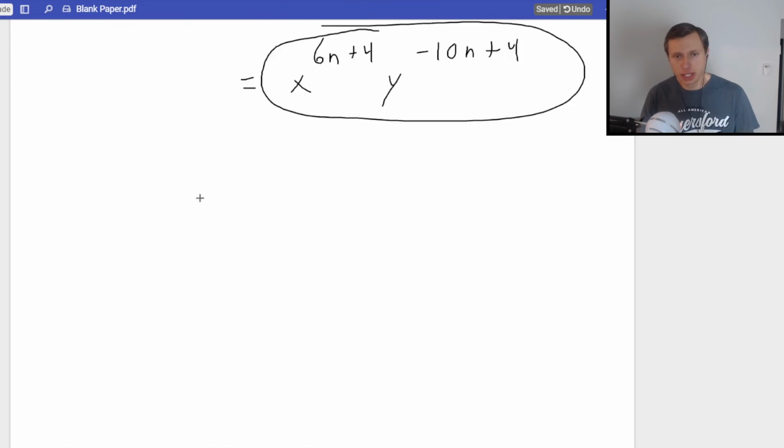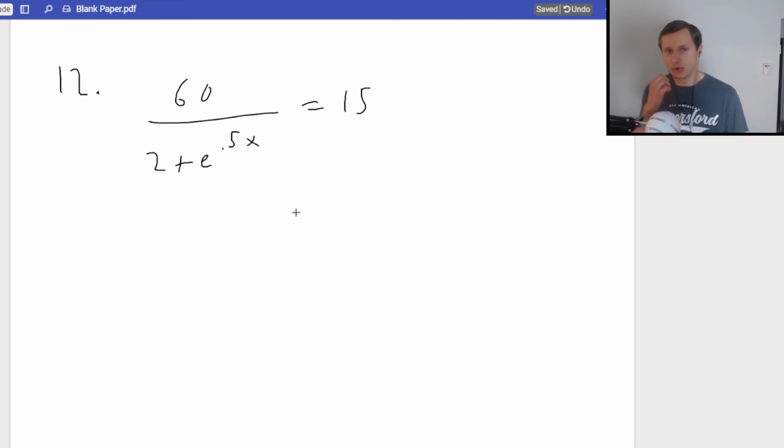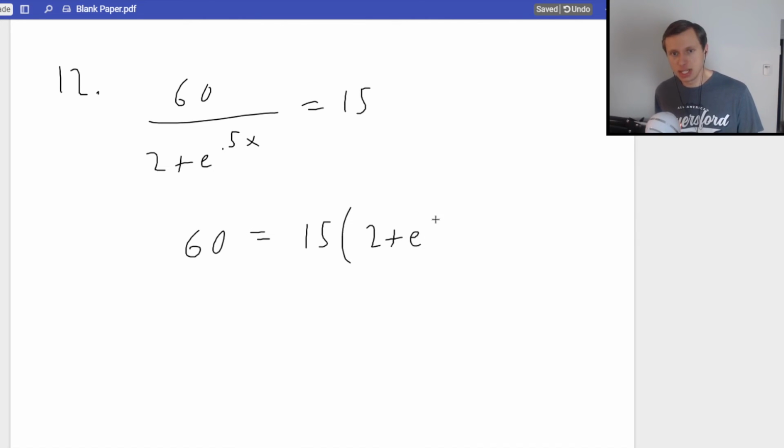Now let's move on to a slightly different problem. For number 12, I just want to solve for x. I have 60 divided by 2 plus e to the 0.5x power, and that's equal to 15. Easy, just solve for x. So obviously it's not so easy, but the first thing you do is multiply both sides by your denominator to get that denominator out of the way. So when you do that, the left side's just 60. The right side's going to be 15 times the quantity 2 plus e to the 0.5x power.